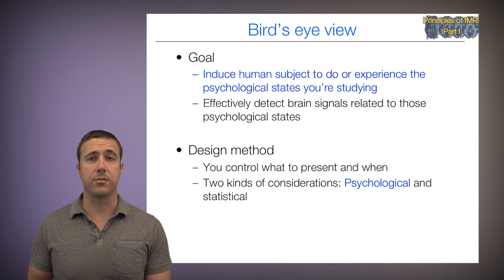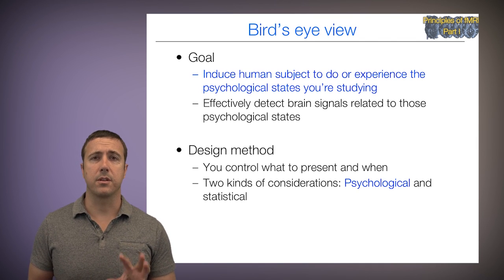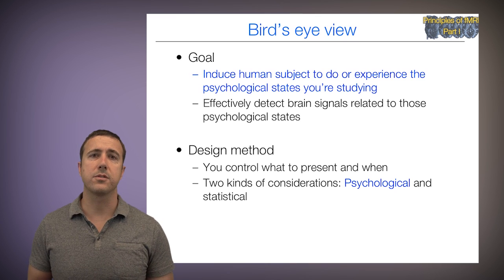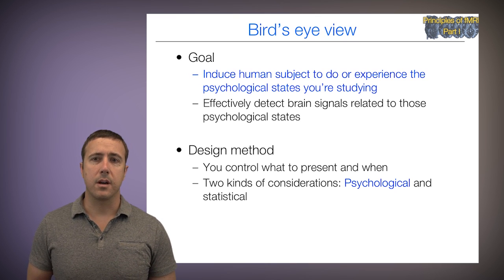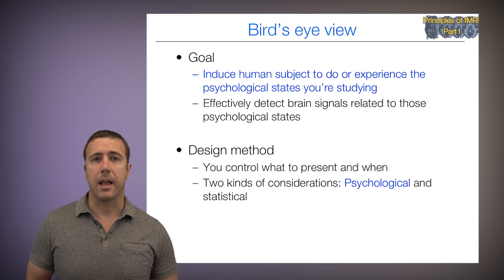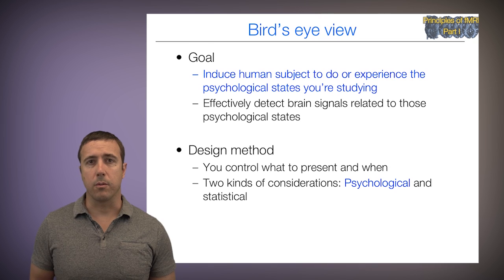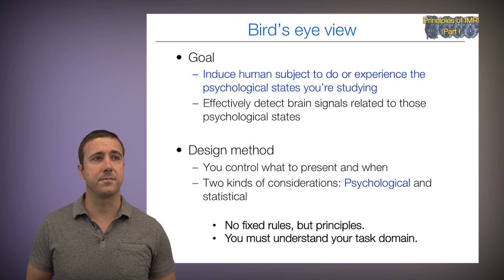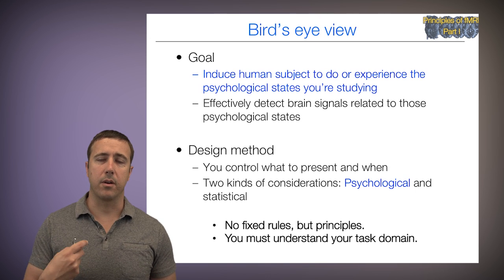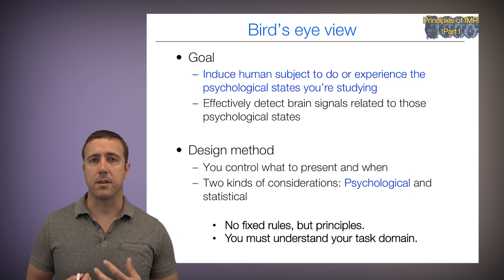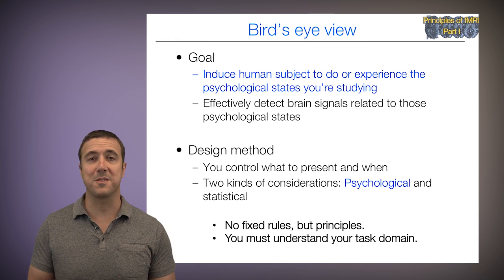If we go back to our goals, the first goal is to induce the subject to do the thing you want them to do in the scanner. Those are psychological considerations. So let's talk about some psychological considerations and how they interact with what kinds of experimental design, blocked, event-related, or other, that we should do. And this depends on the particular task that you're studying. So there are no fixed rules, but there are some principles that you can use to understand how they play out in your own task domain and design your own task. So you have to be the psychologist and think through this in your own area.